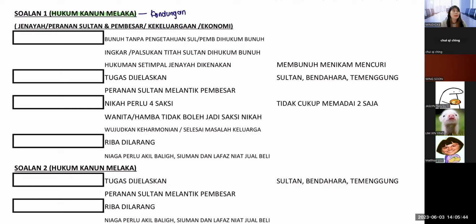The first kandungan is jenayah. This is the fakta. Fakta 1, jenayah. Then this is the huraian. Jenayah means that, membunuh tanpa pengetahuan sultan. SUL means sultan, because not enough space, so I just put sul. Pembesar.